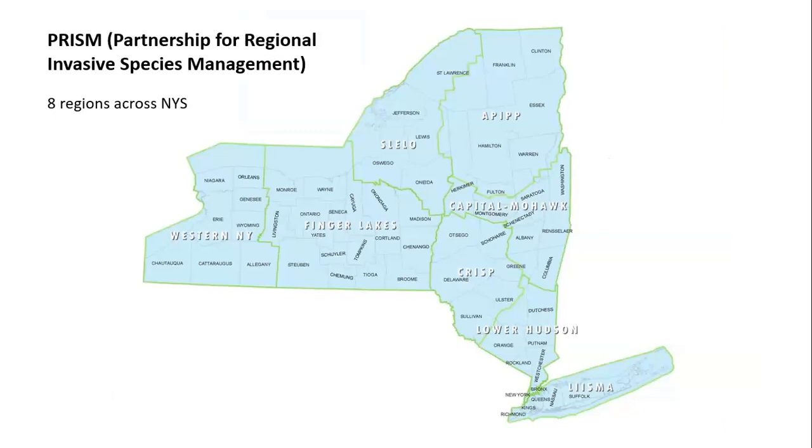And if you are joining from somewhere outside of the Finger Lakes, don't worry. There are 8 different regions, 8 different PRISMs across New York State. So you should be able to find a PRISM no matter what county you're located in, and get signed up to be a volunteer for the macrophyte survey program.